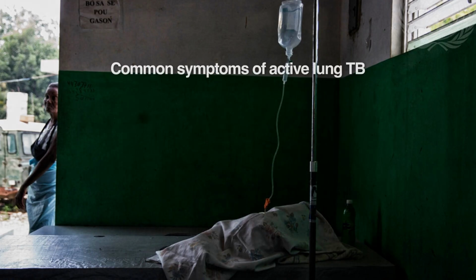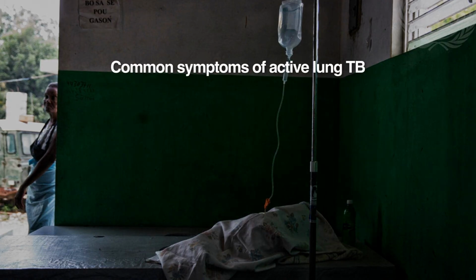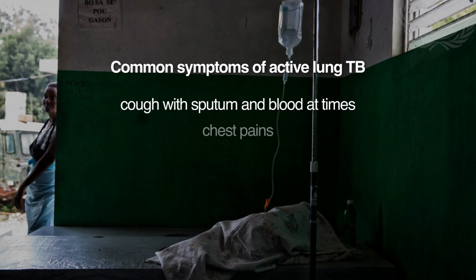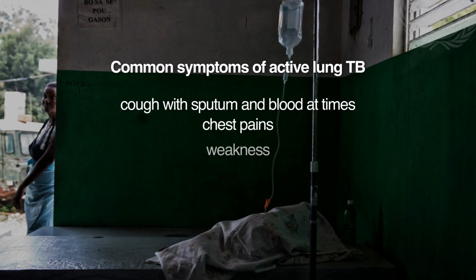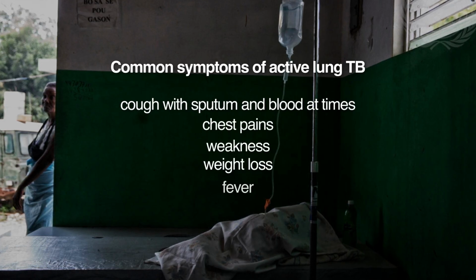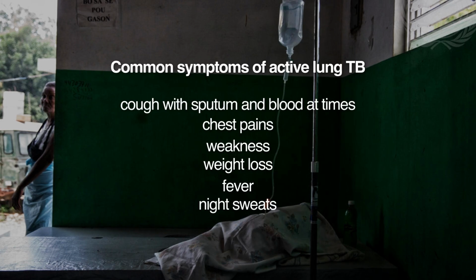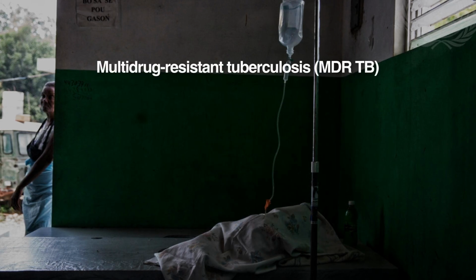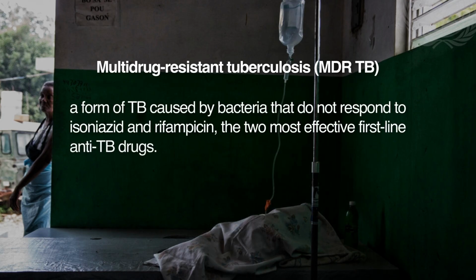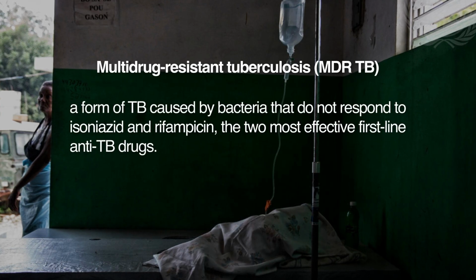Common symptoms of active lung TB are cough with sputum and blood at times, chest pains, weakness, weight loss, fever, and night sweats. Multidrug-resistant tuberculosis, MDR-TB, is a form of TB caused by bacteria that do not respond to the most effective first-line anti-TB drugs.